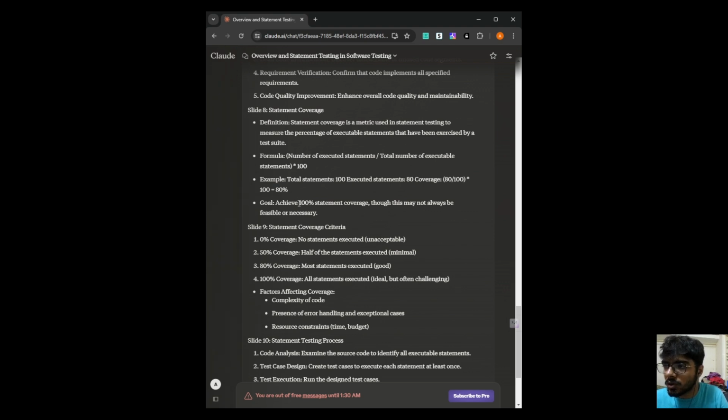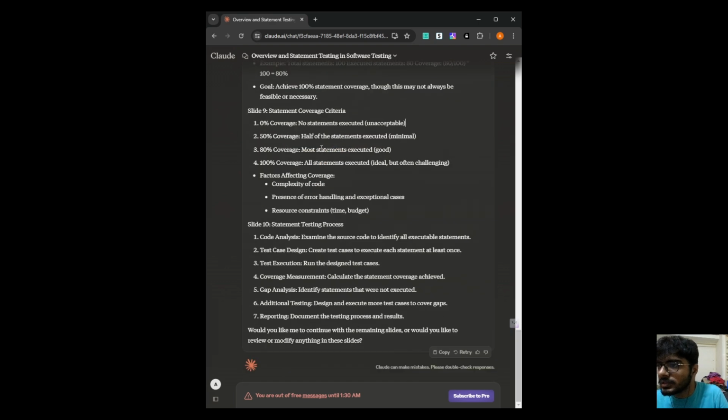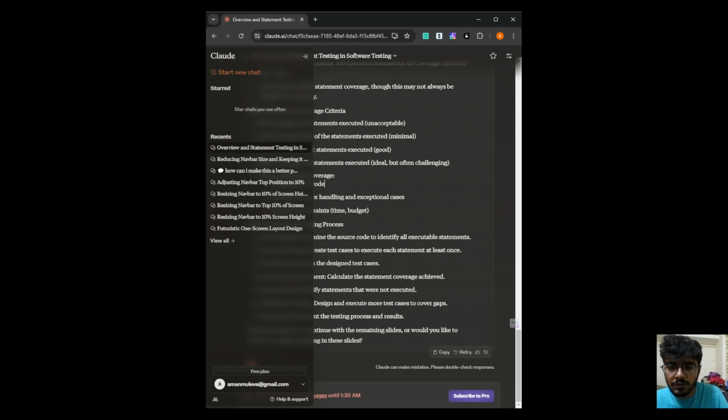Now our goal is always to achieve 100% statement coverage. Even though it is not always an ideal case, we try to keep the errors to the minimum possible. If there is 0% coverage, the code is not acceptable. If it is 50%, it is minimal, just borderline passing. If it is 80%, it is good. But when it is 100%, that is what everyone requires. It's ideal but often challenging. Because of code complexity, it is always really hard to achieve 100%.